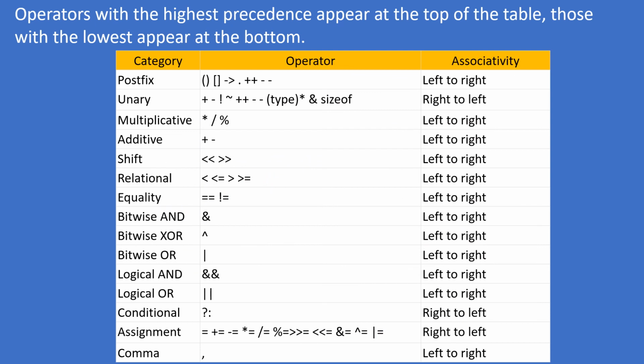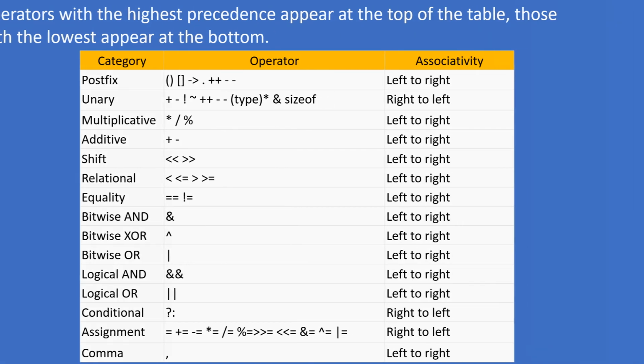Unary operators, conditional operators and assignment operators have right-to-left associativity. All other operators have left-to-right associativity.